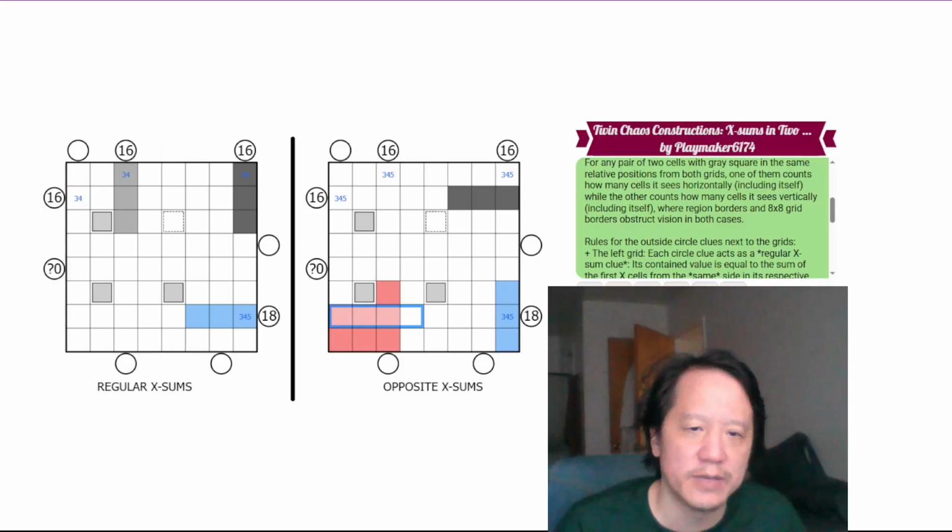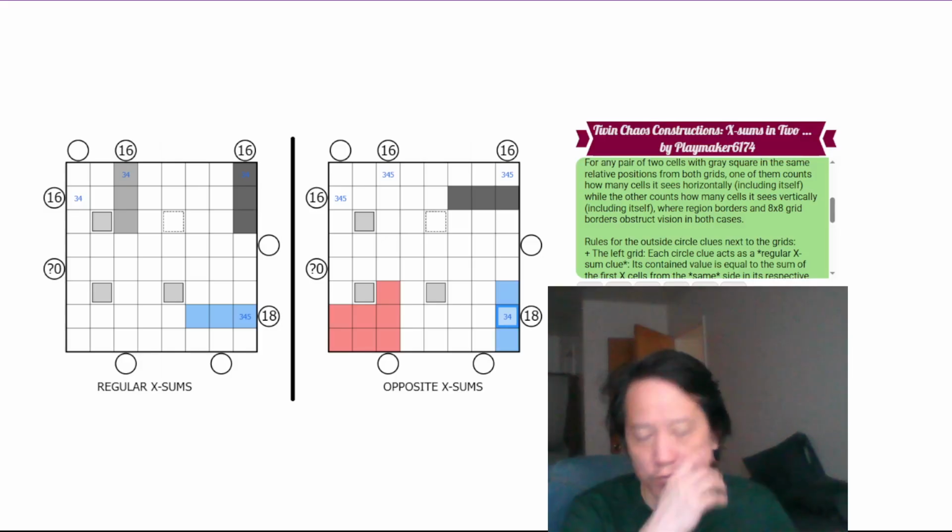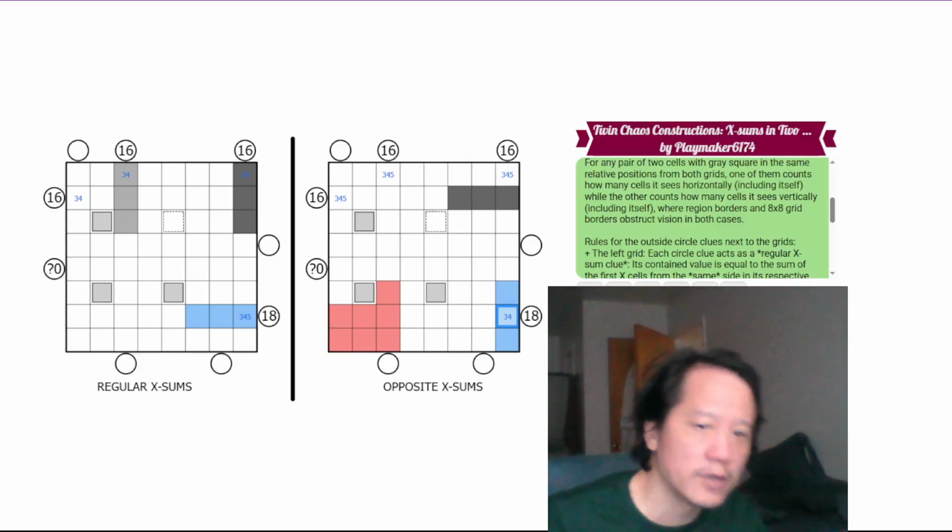This is 4 at most this way, because we already have 7 cells in this region. So this cannot be 5 here. It's 3 or 4 there. Okay.